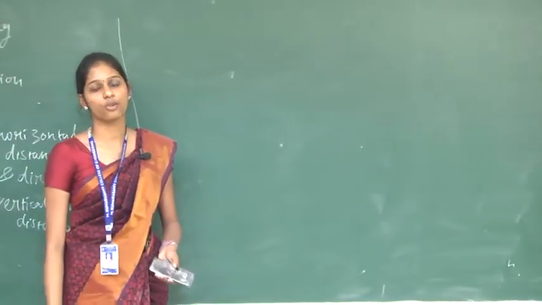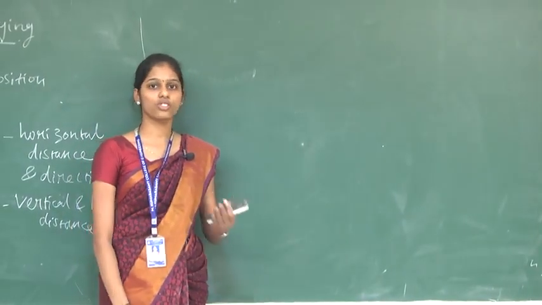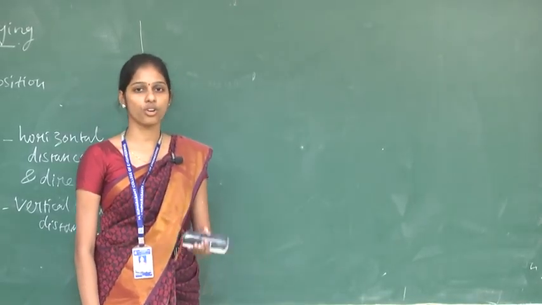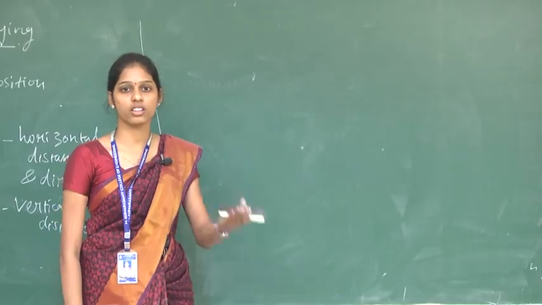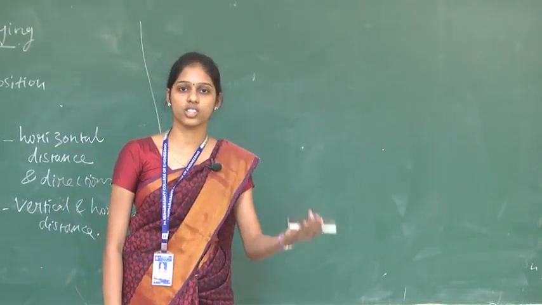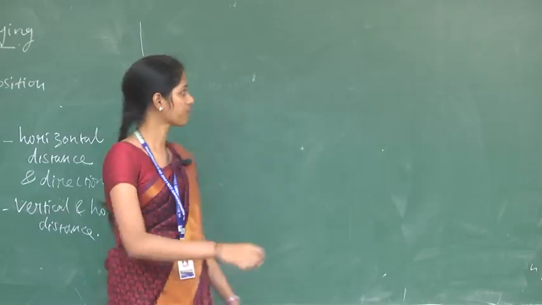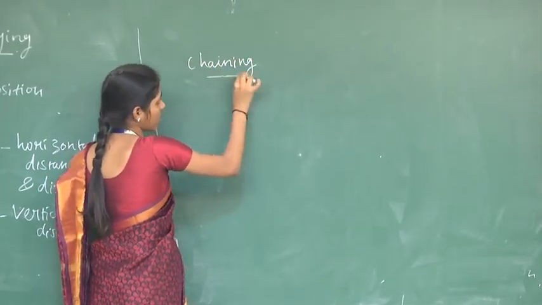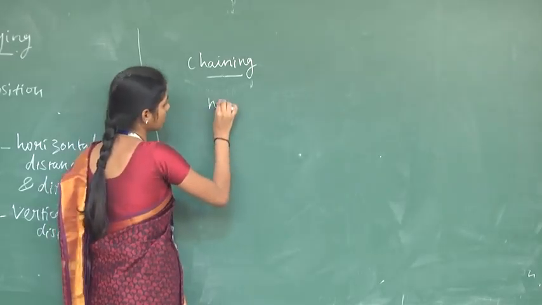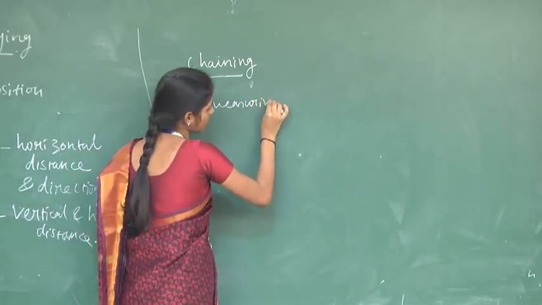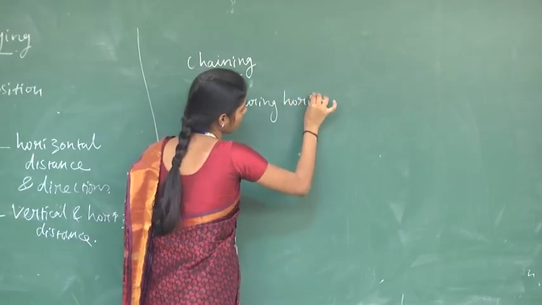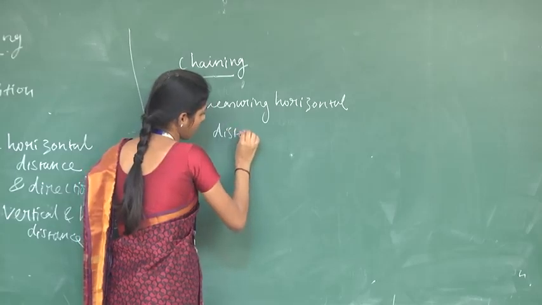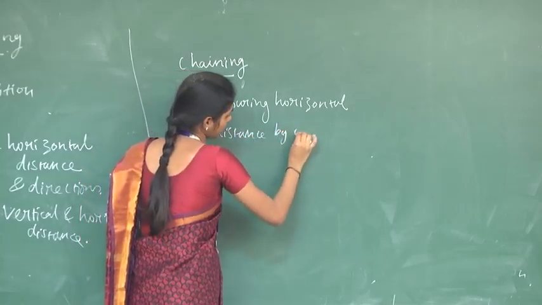Next we are going to see about chain surveying. Before going to chain surveying, we have to know about chaining. What is meant by chaining? The process of determining the horizontal distance with the help of an instrument called a chain is said to be chaining. Chaining is the process of measuring the horizontal distance by using an instrument called chain.